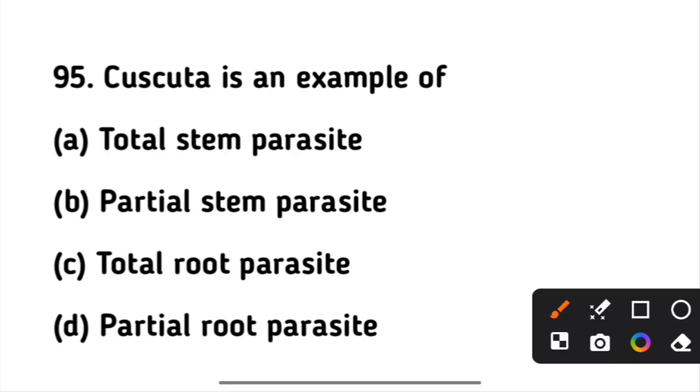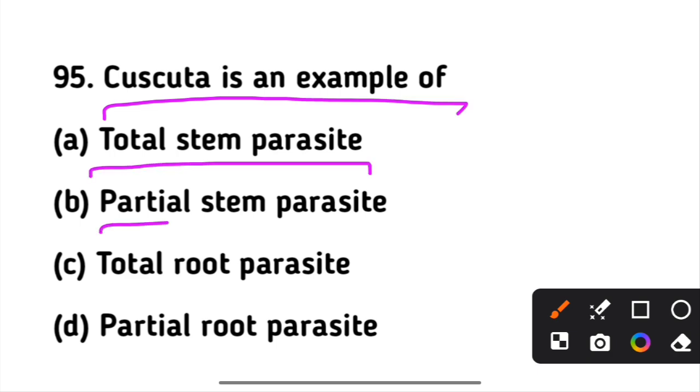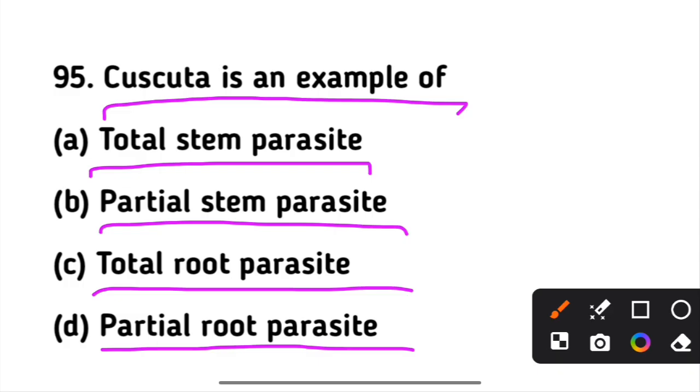Next, Cuscuta is an example of total stem parasite, partial stem parasite, total root parasite, partial root parasite. Option A is correct, total stem parasite.